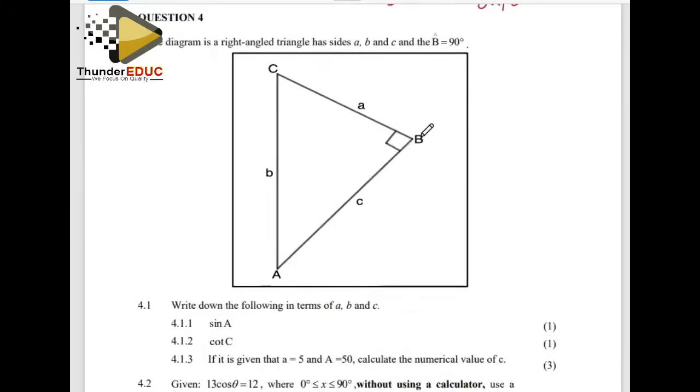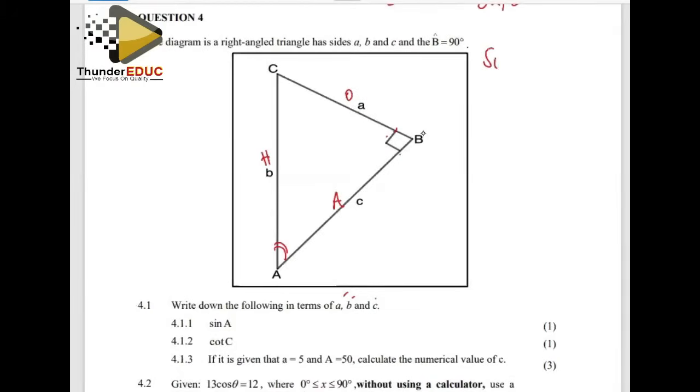Question 4. In the diagram, we have a right angle triangle with the sides A, B, C, and angle B is 90. Write down the following in terms of A, B, and C: the sine of A. Now, if this is 90, if A is the angle of reference, this is going to be the opposite, this is going to be the adjacent, this is going to be the hypotenuse.